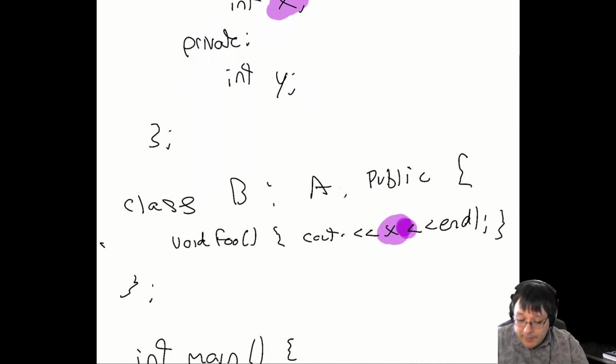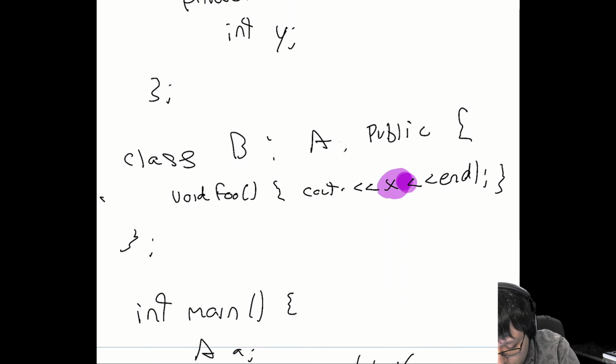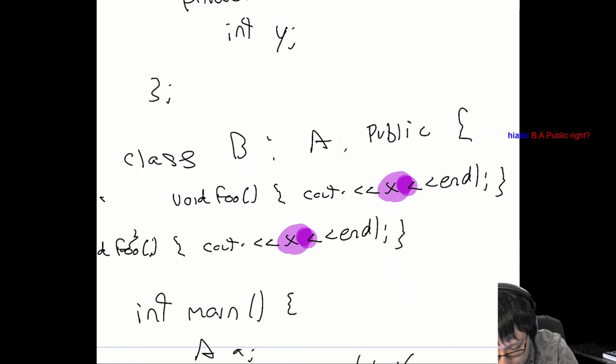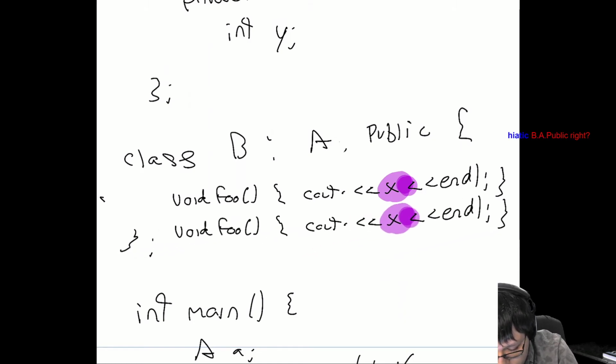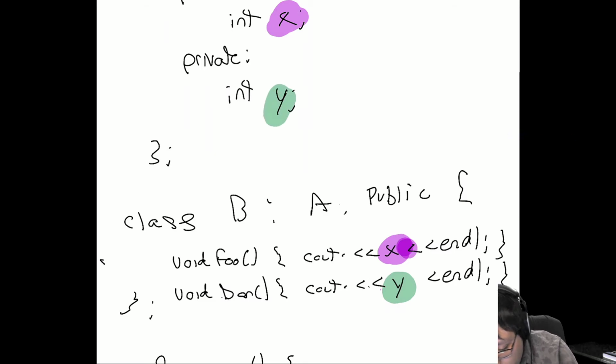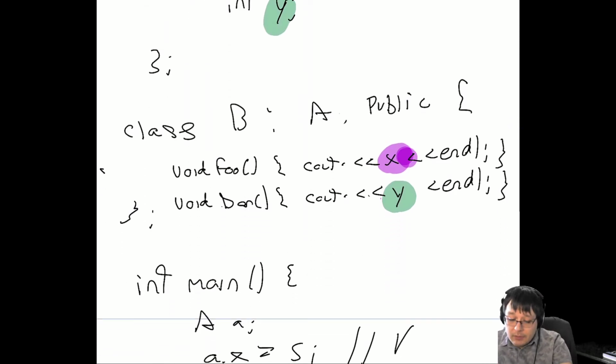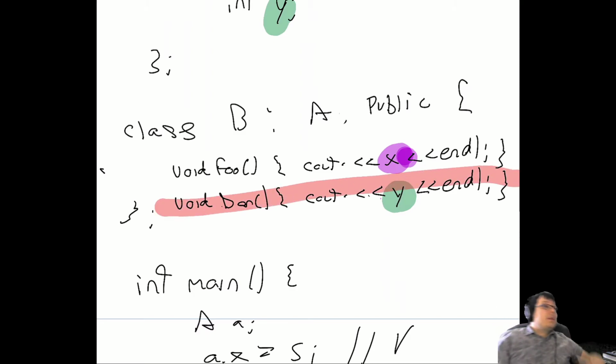Here's the thing with why. Suppose that I want to make another function, so I'm just going to copy and paste this. And I'm going to call this function bar. And bar is going to cout y. You would think it's this y. And you would be correct in thinking that that is that y. However, this line of code is going to give you an error.